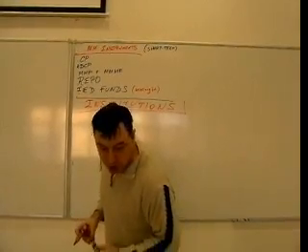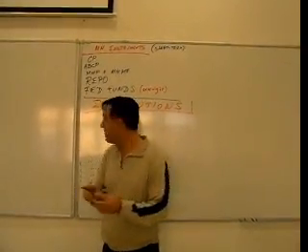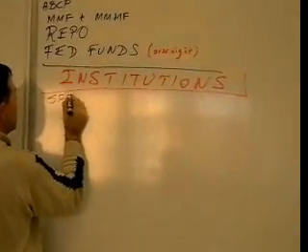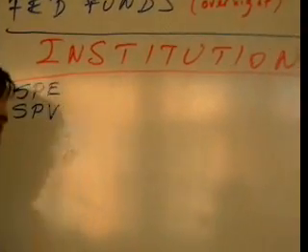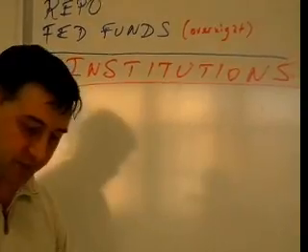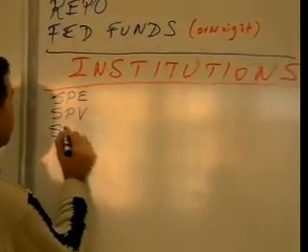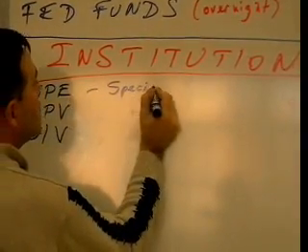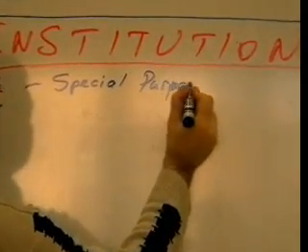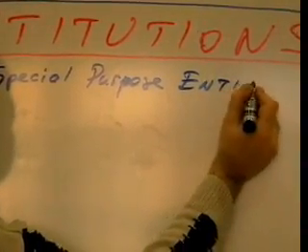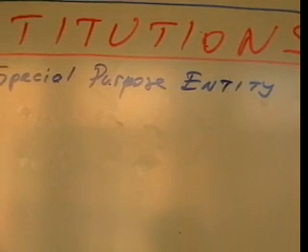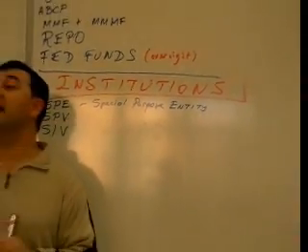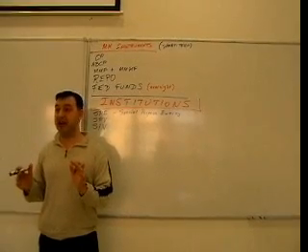Alright, so the first institution actually has 3 different variations. The first variation is SPE, SPV, and let me see what's the third one that I have, SIV. So the first one is special purpose entity. Special purpose entity. This is an entity which is designed to have a separate legal status.